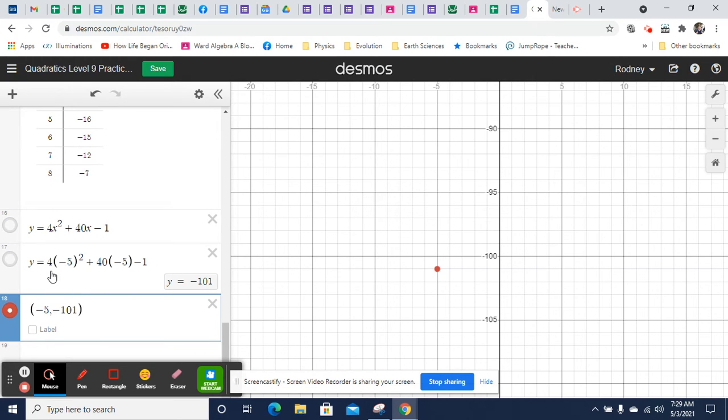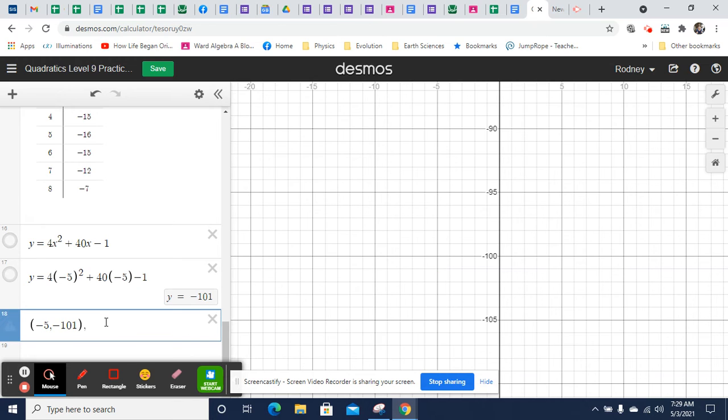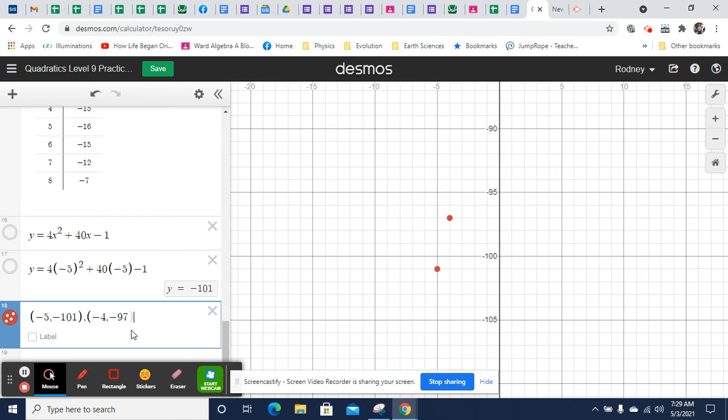Now, the pattern normally is plus 1, then plus 3, then plus 5, then plus 7 as we go. It's steps by odd numbers. But since this lead coefficient is 4, we have to quadruple that. So I'm going to have negative 4 here. And instead of going up by 1 from negative 1 to 1, I'm going to go up 4 times 1. So that's going to be up 4 from negative 101, so it'll be negative 97.